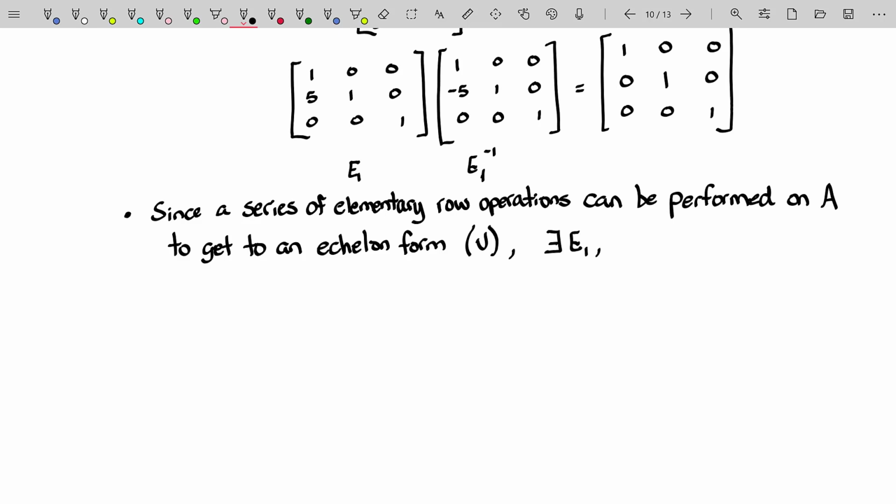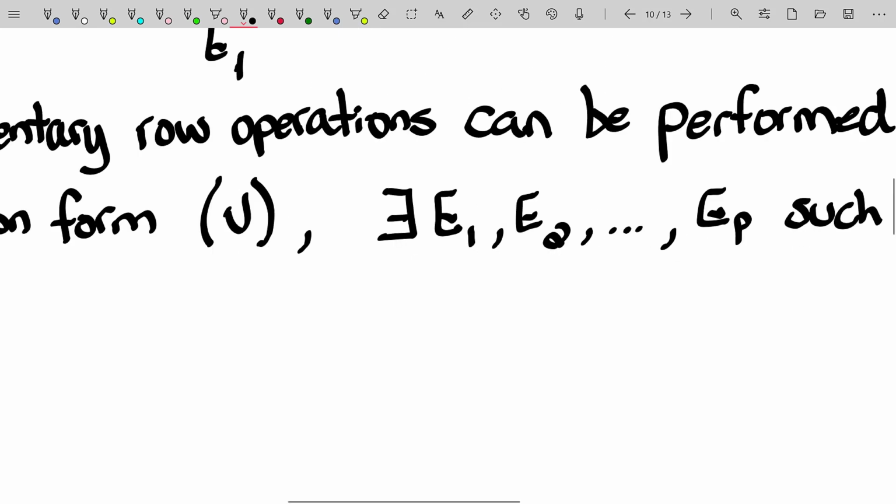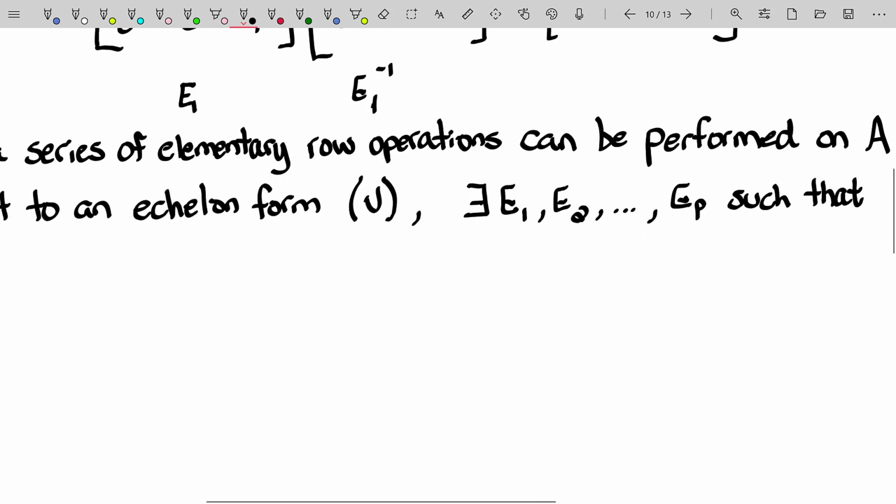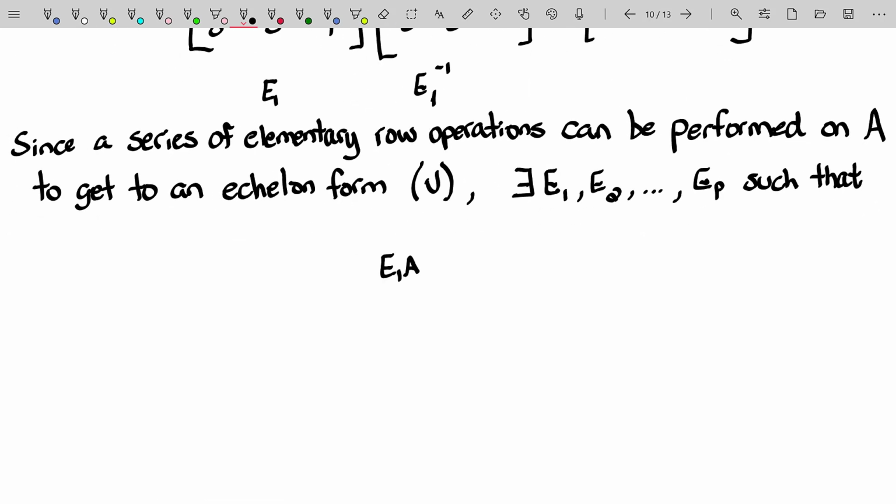That is, there exist elementary matrices E1 through EP such that you perform one elementary row operation on A, then another, and so on and so forth until you're done performing all your elementary row operations to get A into echelon form. And that's an upper triangular matrix.